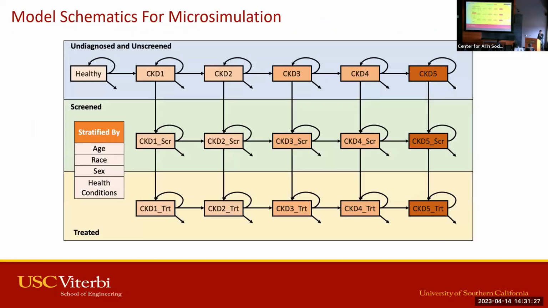Here we develop our microsimulation to evaluate the cost-effectiveness of each pair of sensitivity and specificity. Here I'm showing that the individuals in our microsimulation can transit to the next stage, or they can progress and transit to each stage. And this model is stratified by age, race, sex, and health condition. People on treatment and not on treatment will receive different progression rates in terms of their CKD.